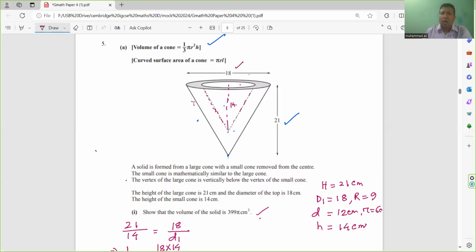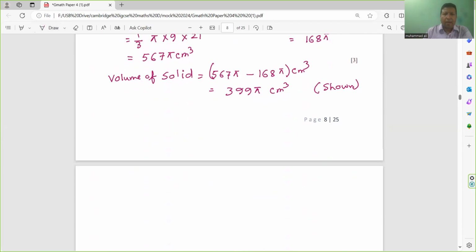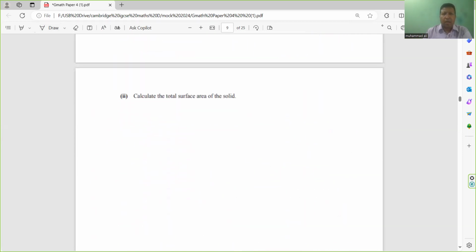And from the bigger circle area, we have to subtract the smaller circle area. Somebody makes a mistake, they don't include these things. Because if you remove this part, here also this part comes. So the curved surface area of the smaller cone also you have to include here. Now calculate. This is the bigger cone, this is the smaller cone.